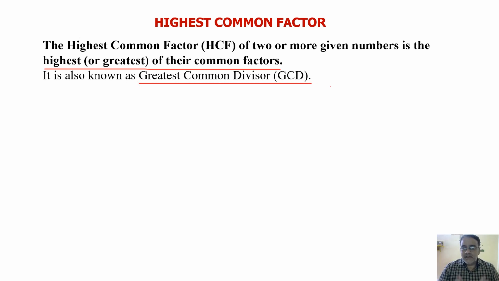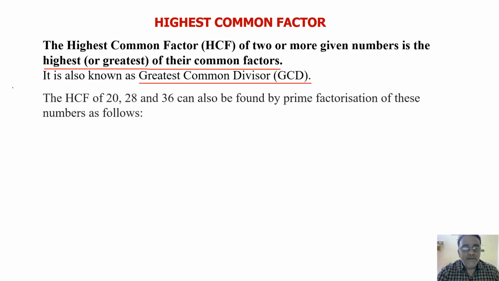HCF can be found by using two methods. One method is the prime factorization method, another is the long division method. Long division method is not in the 6th class textbook, but I will teach you. So let us start with one example using the prime factorization method. HCF of 20, 28, 36 can be found by prime factorization of these numbers.